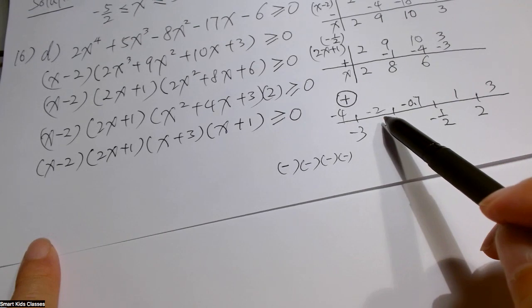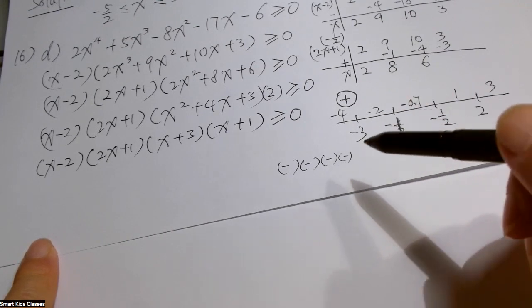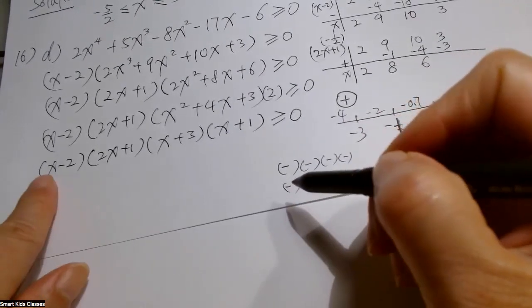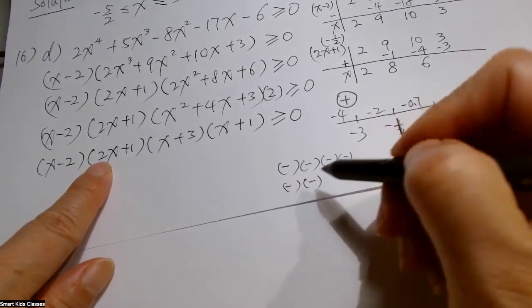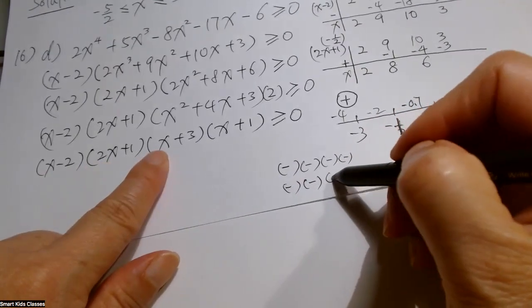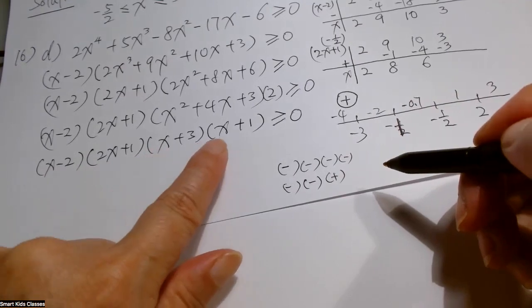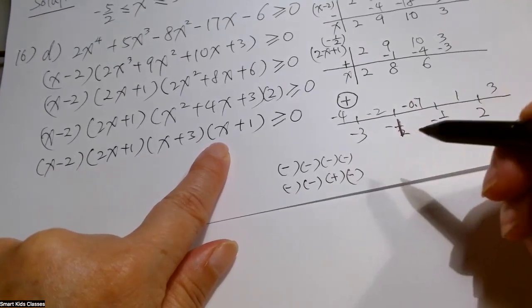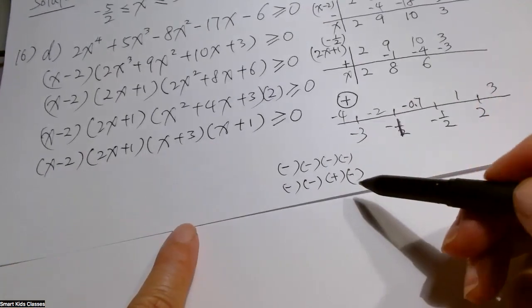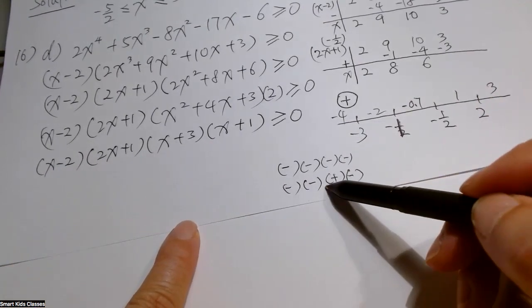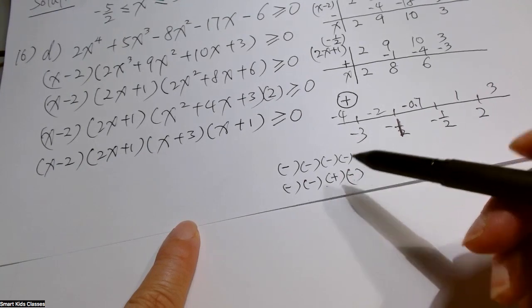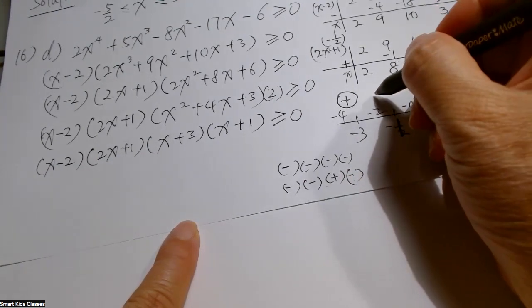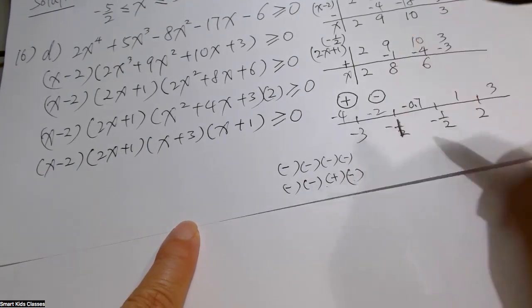So how about the next one? -2. So we got negative. -2, we got negative. -2, we get positive. -2, we get negative. So from here, you can tell positive, positive, we got negative here. So this one is not a solution.